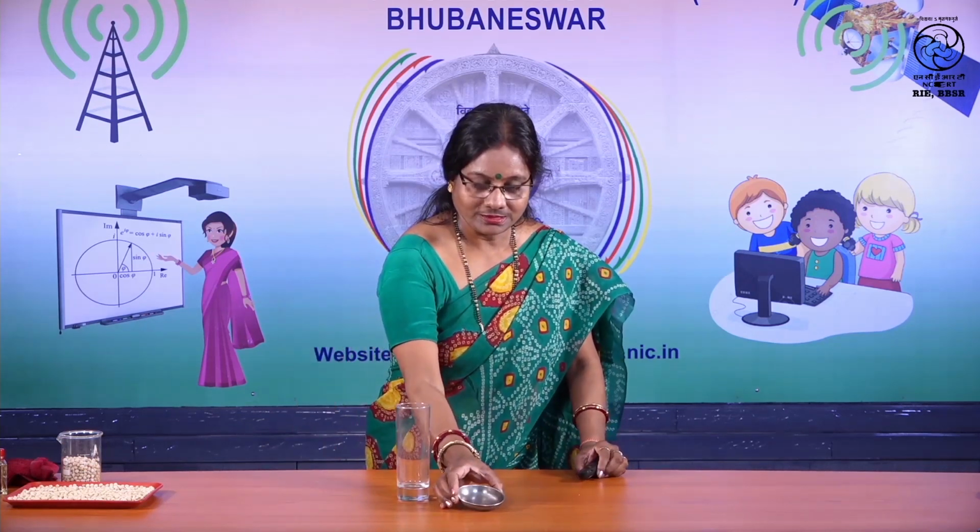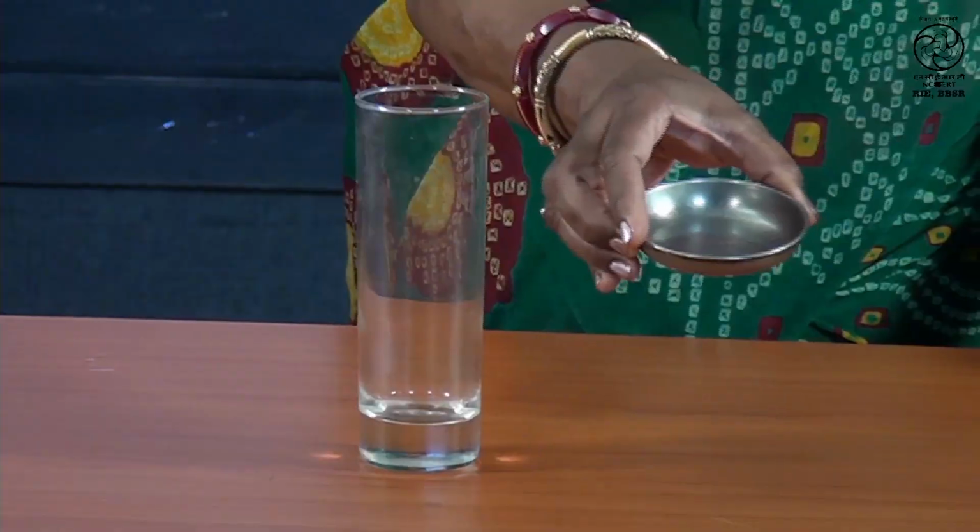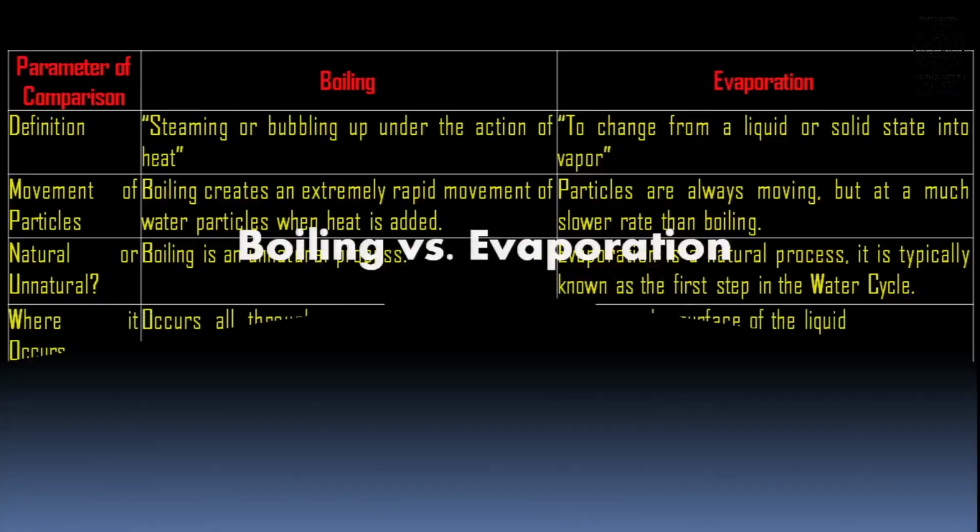Now, see here, the amount of acetone is decreasing. Some few drops are left. I'll see later on. Now we have understood what is evaporation and we have known boiling. Now let's learn boiling versus evaporation.